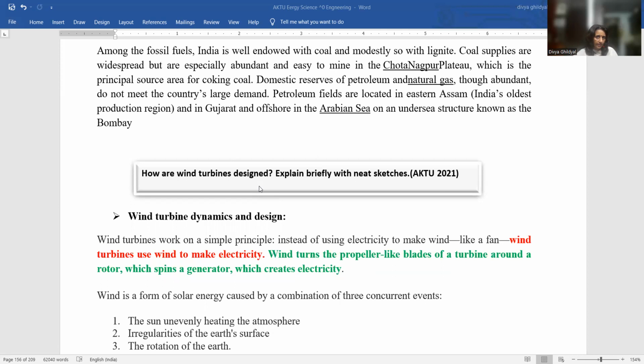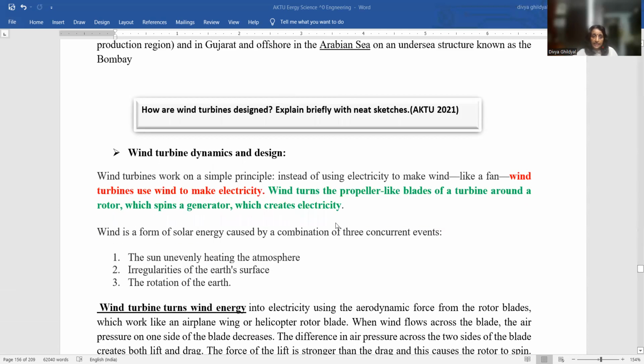How are wind turbines defined? Explain neatly. First, understand what wind turbines do, on what principle they are based, and then I will explain the diagram. Wind, hava. Wind turbines work on the simple principle that instead of using electricity to make wind, like a fan, what is a fan doing? Mechanical energy is getting converted. First, we are switching on the fan. That means we are giving it electric energy. Electric energy is being converted to mechanical energy to run that fan. But here, we will do the opposite. Wind turbines will use wind to make electricity.